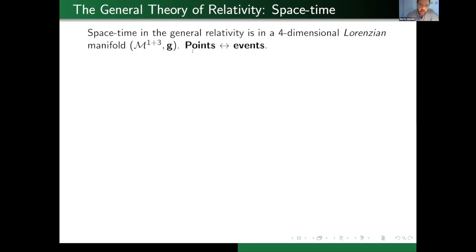A point corresponds to an event. If we think of this as R4 and we loosely think that there are three dimensions of space and the up-down axis is time, a point corresponds to an event, and we can think of it as having happened at some spatial coordinate x and at some time t.